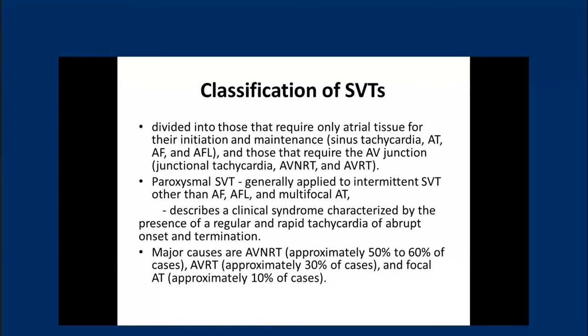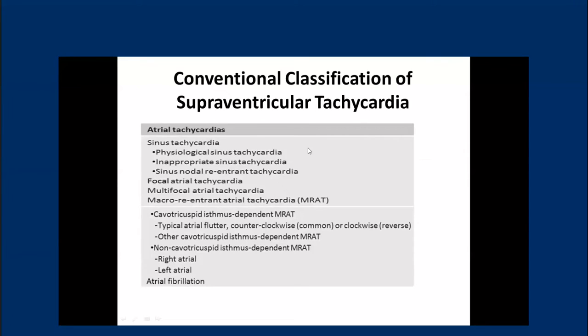So classification-wise, we usually classify them based on whether they involve tissues in the AV junction, meaning the AV node or the bundle of His, or whether they are purely limited to the atrial tissue. Those limited to the atrial tissue include sinus tachycardia, atrial tachycardia, AFib, and atrial flutter. And those that involve the junctional tissue include AVNRT, AVRT, and junctional tachycardia. Almost all of them present paroxysmally, so the term PSVT, or paroxysmal supraventricular tachycardia, is commonly used to describe all of these rhythm abnormalities. The majority of these SVTs are caused by AVNRT, or atrioventricular nodal reentrant tachycardia, followed by AV reentrant tachycardia and focal tachycardia as well.